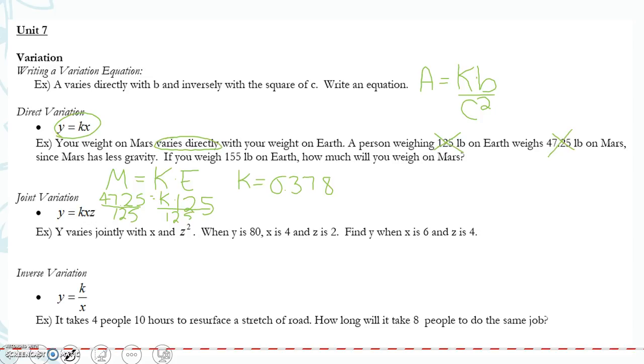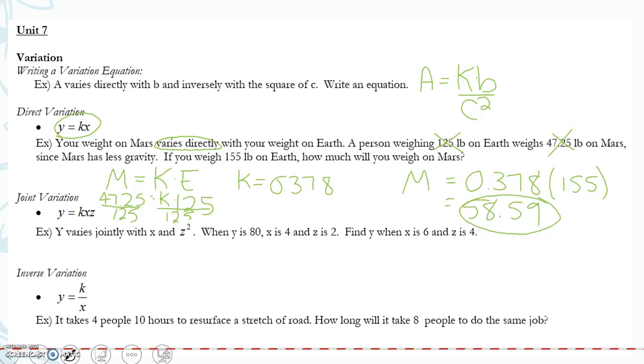So then it says if you weigh 155 pounds on Earth, how much will you weigh on Mars? So you want to go back to that original equation. It's asking for Mars, so it's asking for M. I know my K is 0.378. And then 155 on Earth, so E is 155. I plug that right into my calculator and I get 58.59, which is the answer.